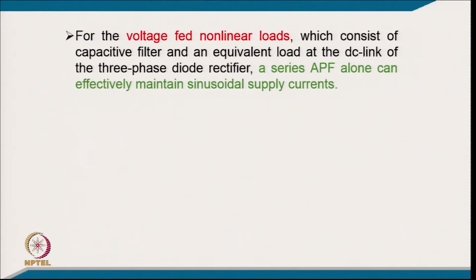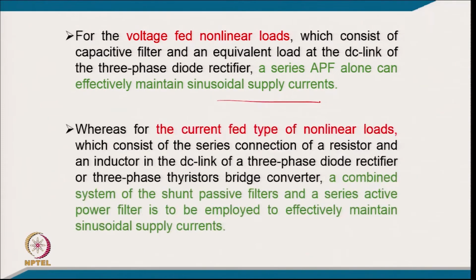And this is the point which I was mentioning: for the voltage fed nonlinear load, which consists of a capacitive filter and equivalent load at the DC link of the 3 phase diode rectifier, a series active filter can effectively maintain a sinusoidal supply current. Whereas for the current fed kind of nonlinear load, which consists of a series connection of a resistor and inductor at the DC link of a 3 phase diode bridge rectifier or thyristor bridge converter, a combined system of shunt passive filter and series active filter is to be employed to effectively maintain the supply current.